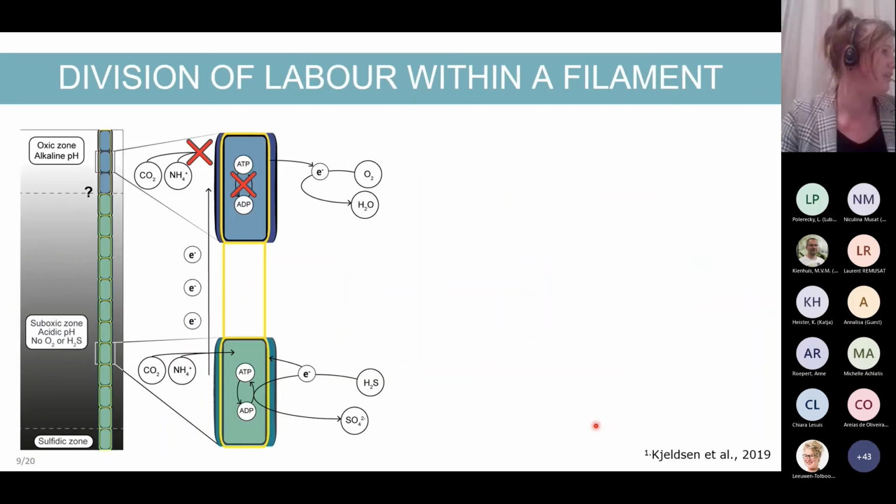So from this, we have gained insights into the division of labor within a filament. Here you see a filament. The green cells are in the suboxic zone, the red ones in the oxic zone.